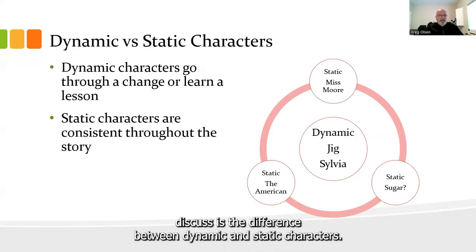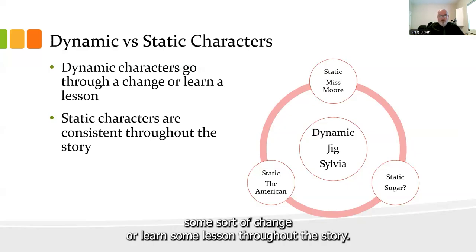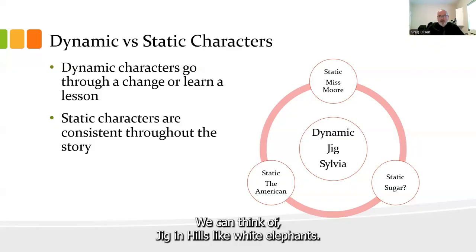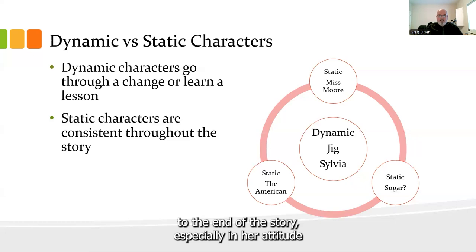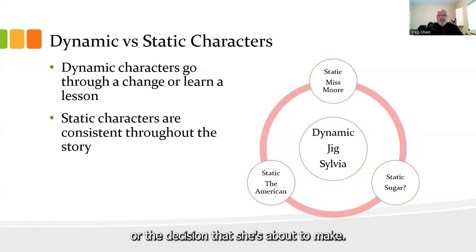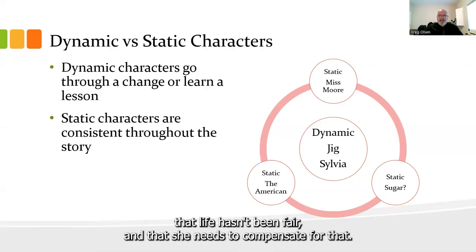So one thing that we need to discuss is the difference between dynamic and static characters. Dynamic characters often go through some sort of change or learn some lesson throughout the story. We can think of Jig in Hills Like White Elephants. She seems to go through a change from the beginning of the story to the end of the story, especially in her attitude or the decision that she's about to make. We also see the dynamic change in Sylvia. Sylvia begins feeling confident and sure of herself. Later on in the story, we see that she now feels shame or feels that life hasn't been fair and that she needs to compensate for that.